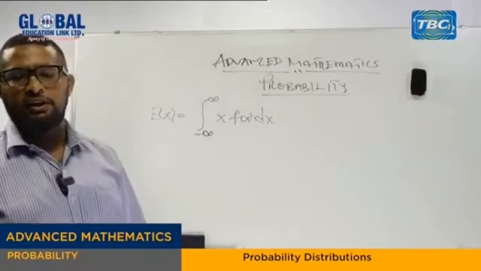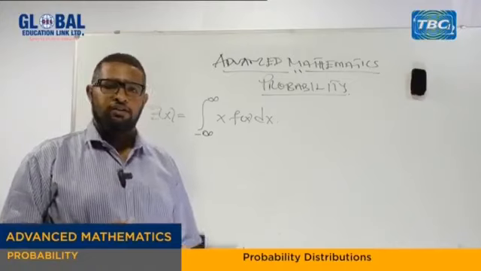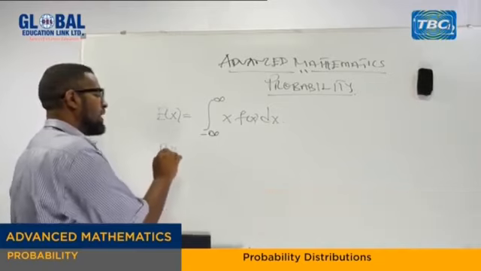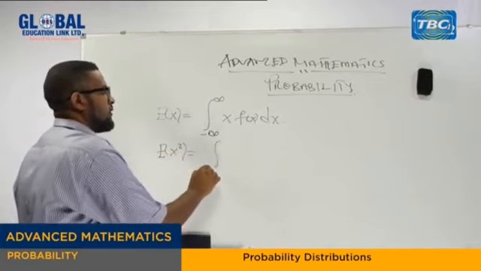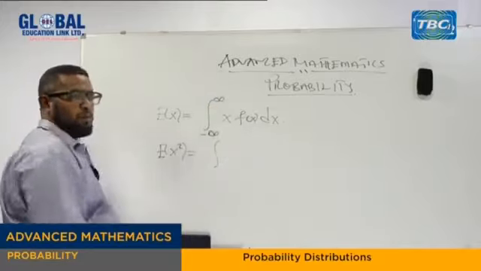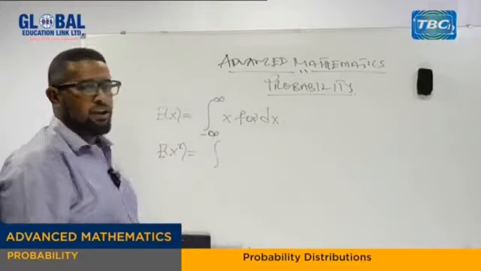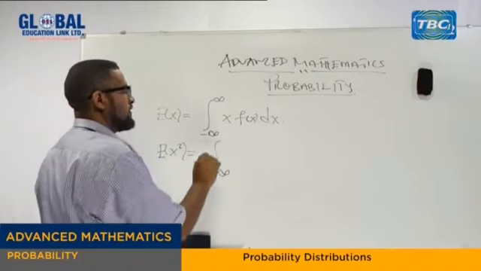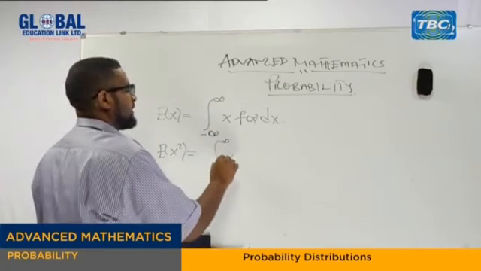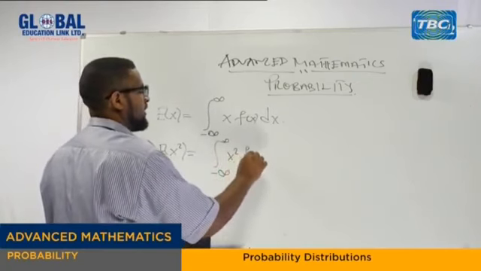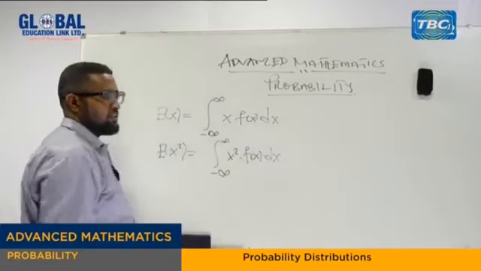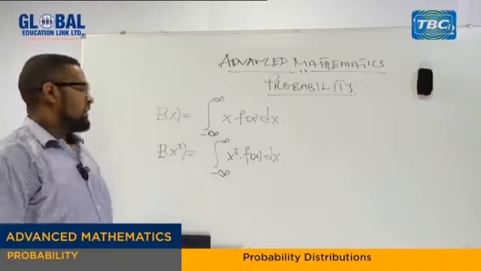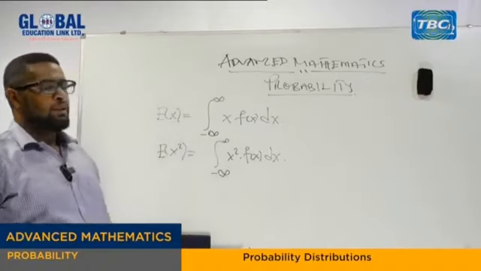That is when you have to find the expectation of variable x. Also, you may be asked to find, again, the expectation of the variable now squared. What changes here is the variable. In the first formula, the variable is only x, but here the variable is x squared. Again, you integrate from negative infinity to positive infinity, now the function x squared dx.